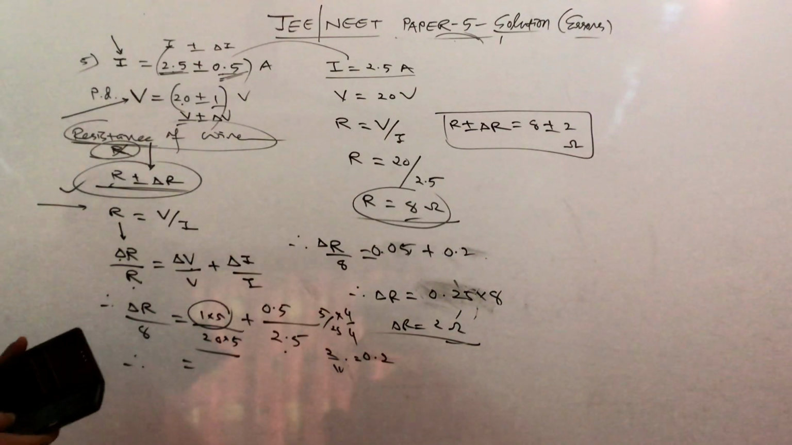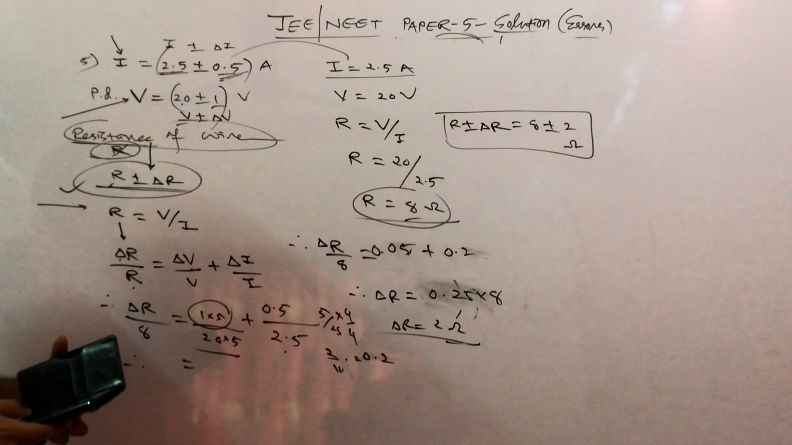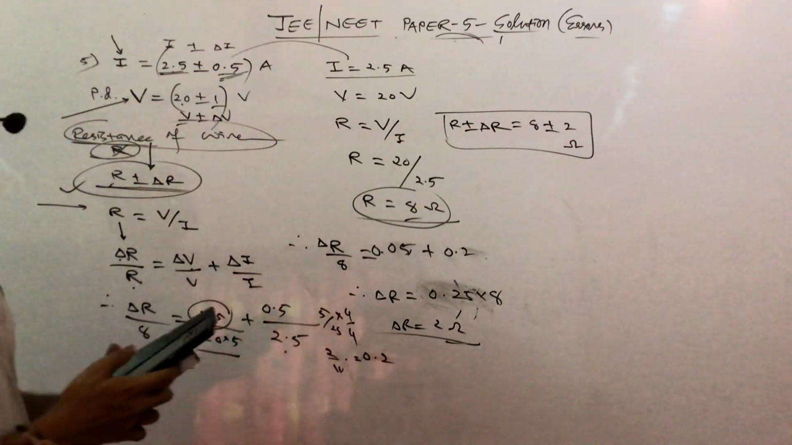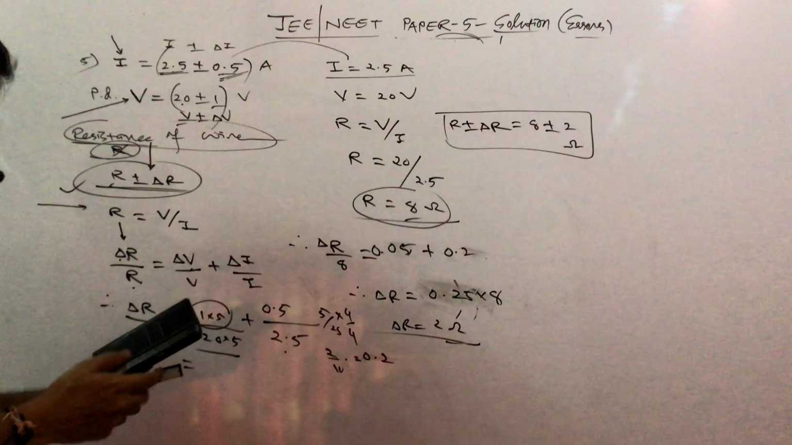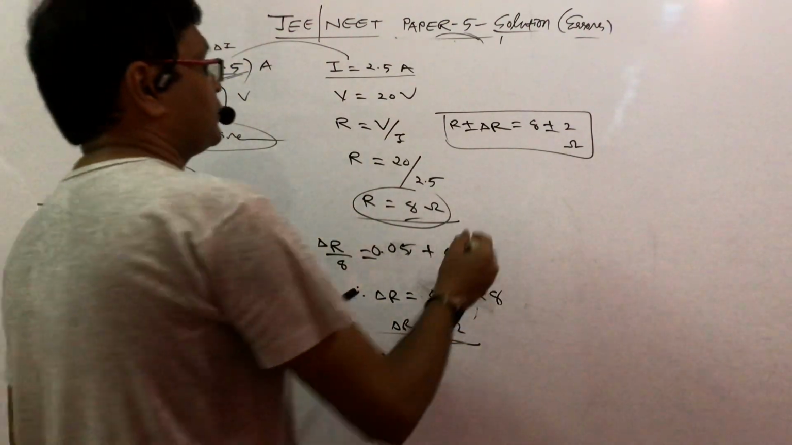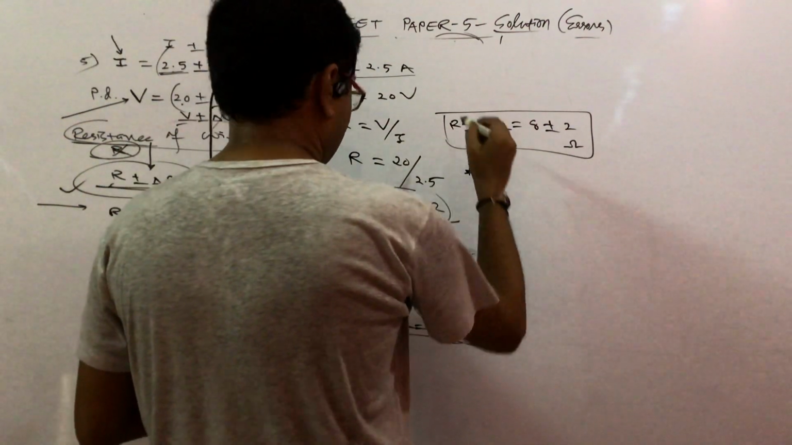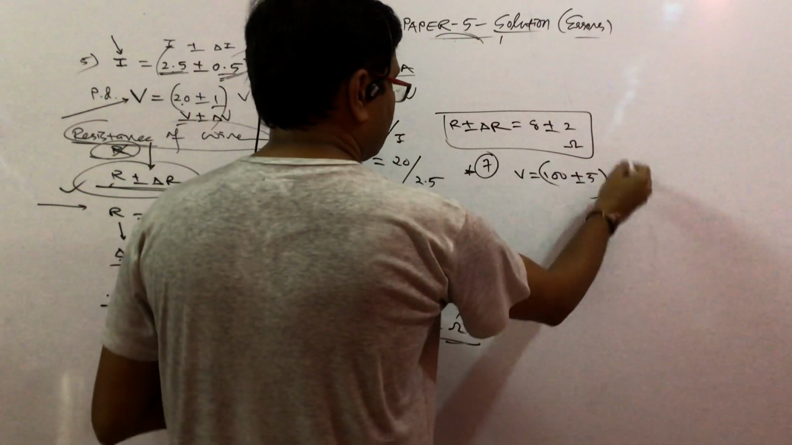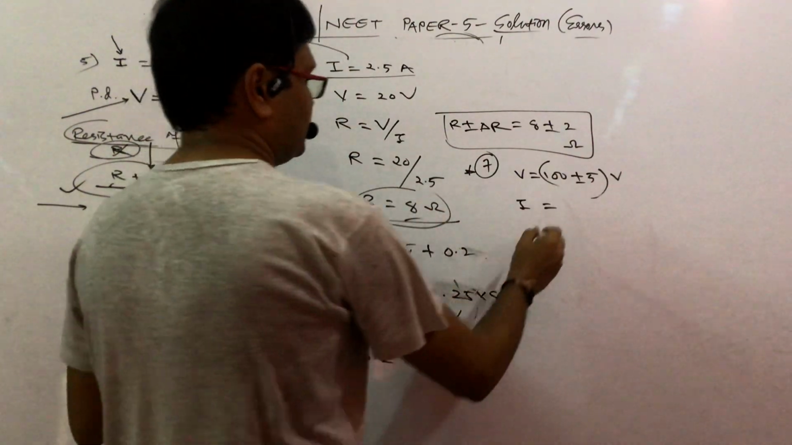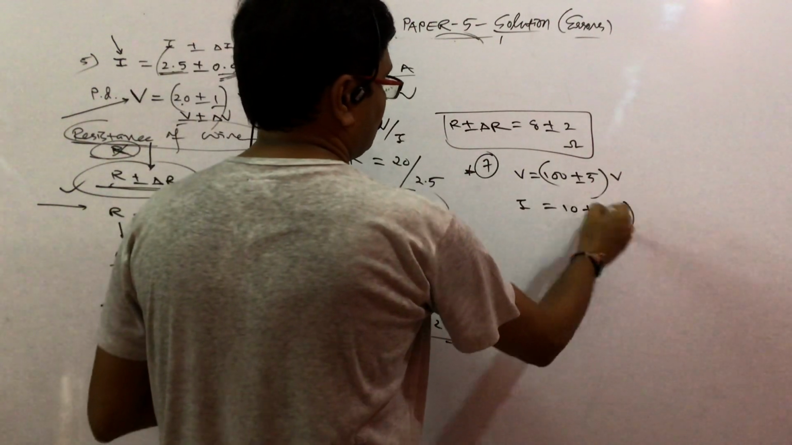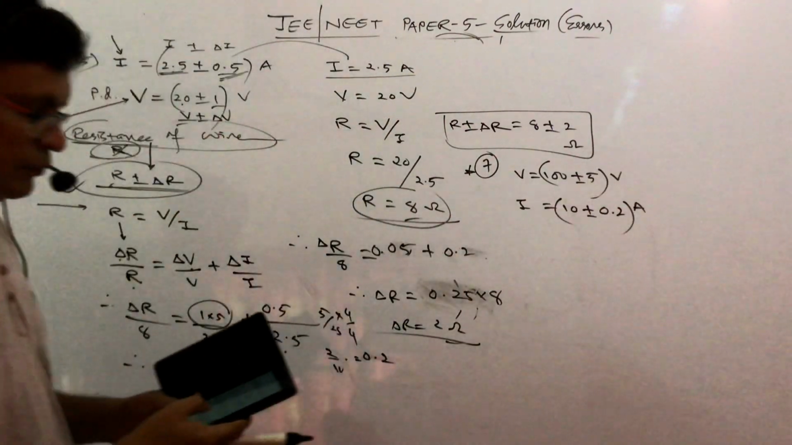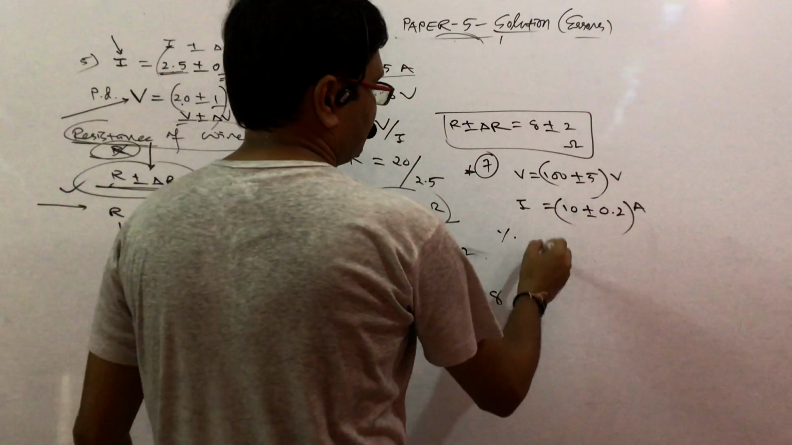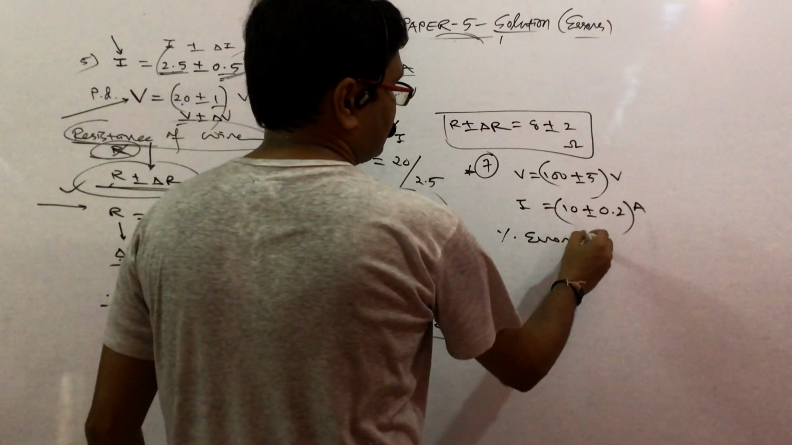Now we would like to think about the next question, number 7. Sorry, 6. Voltage V is equal to 100 plus or minus 5 volt. So you can see that this is very interesting. I want to take it together with this. Question number 7: voltage is given 100 plus or minus 5 volt, and current is given 10 plus or minus 0.2 ampere. Then percentage error in resistance is blank. Your target is to find the percentage error in resistance.